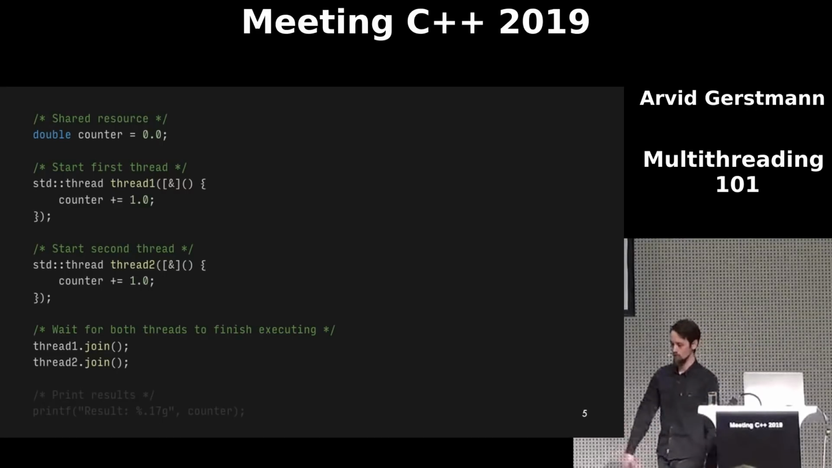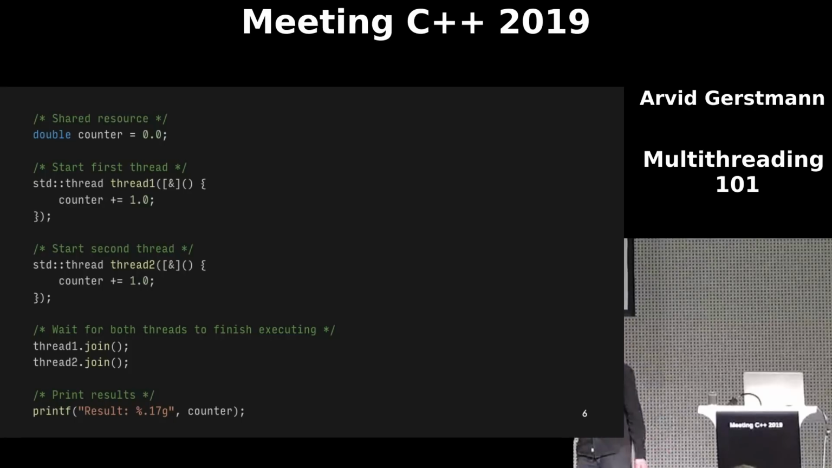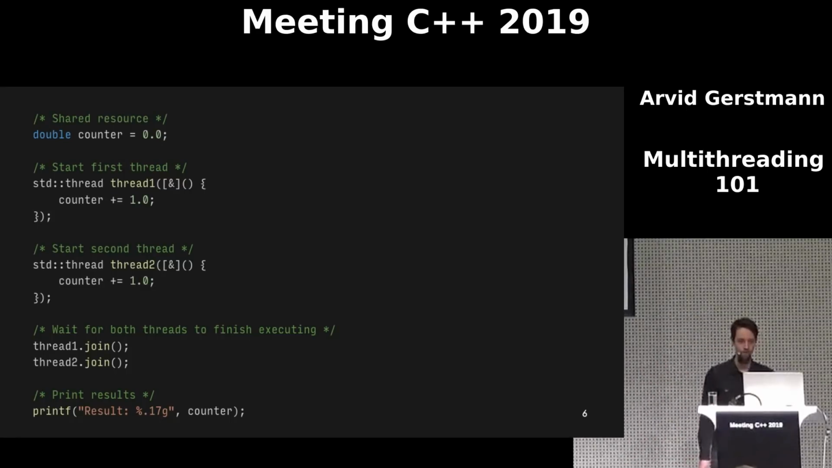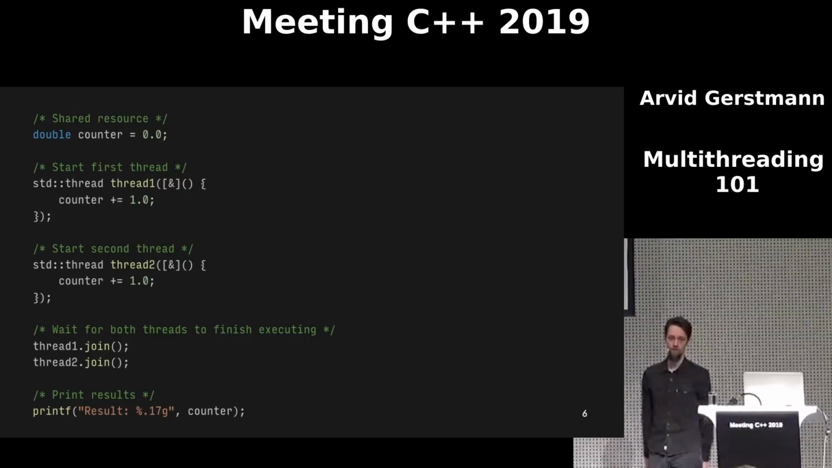And then we're joining these two threads, and we're printing out the result. Pretty simple, right? So what do you reckon will the result be? 2, 1, 42, 0? We don't know. Behavior is undefined. We're accessing a shared resource, and we're not guarding it or we're not accessing it atomically. So this means it can pretty much print anything.